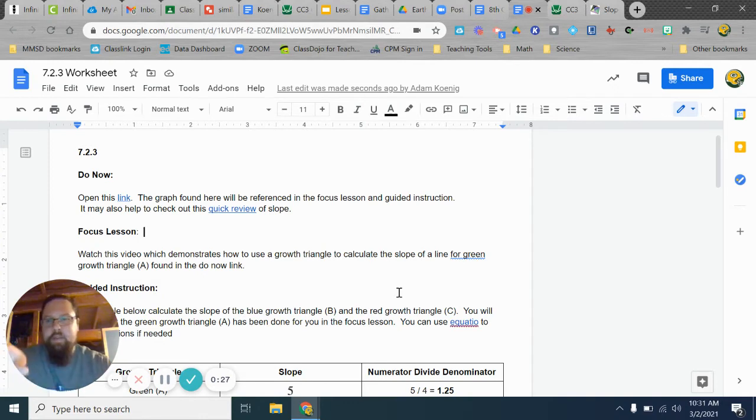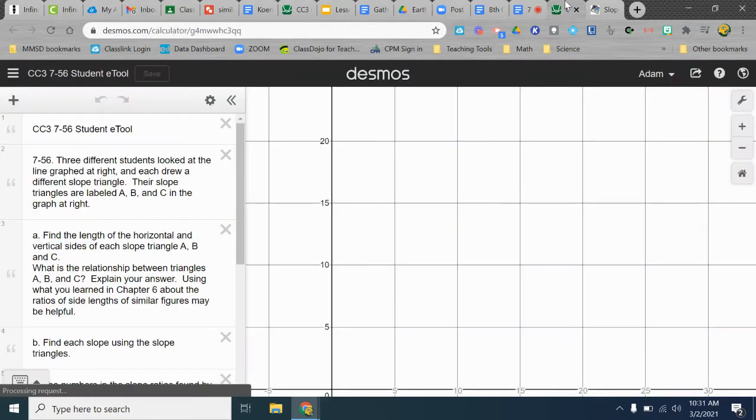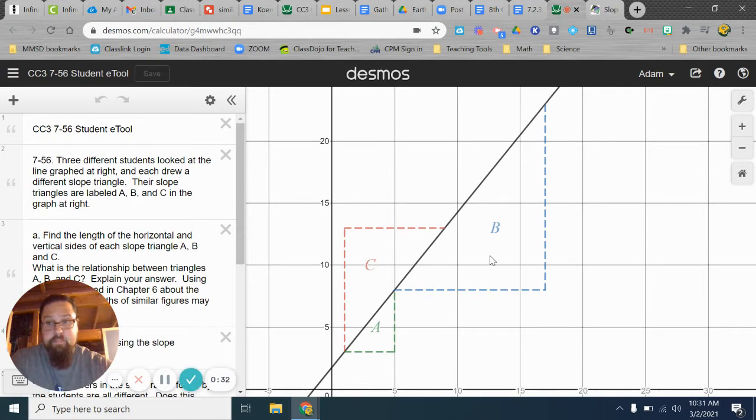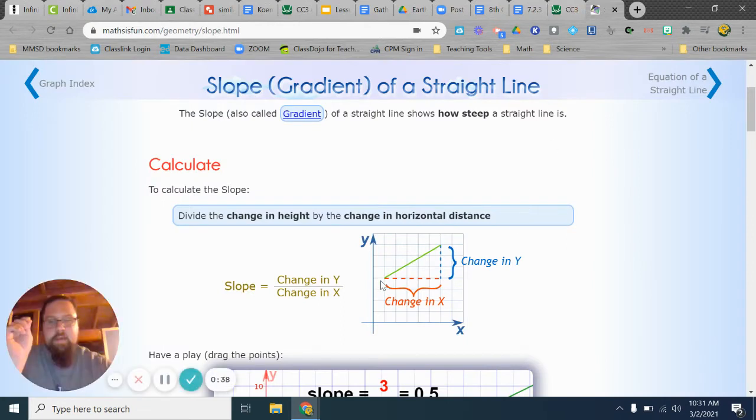So once you have clicked the link, you'll be taken to this. Okay, that's what it looks like when you click the link for the do now. You may also want to review the other link, that slope. When we calculate it, it's the change in y, or vertical change, over change in x, or the horizontal change. Remembering that that line between them actually means divide. That'll be important to us later on.